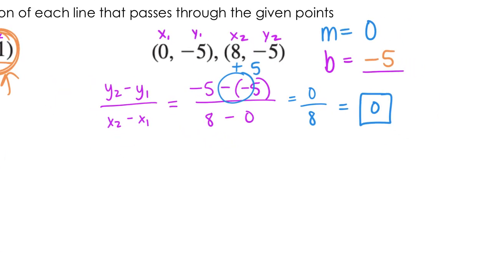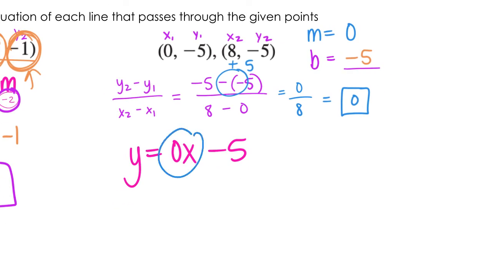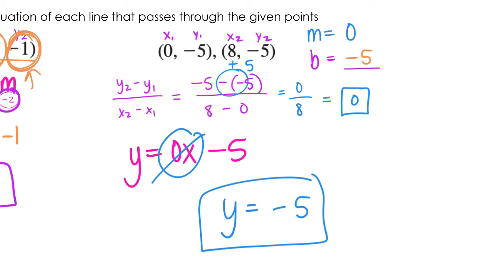So let's try to write this as an equation. Y equals, we'll start it off like this, 0x minus 5. And then remember, we really don't need that 0x because it's a 0, so we're just going to say y equals -5. And that one would be all set.